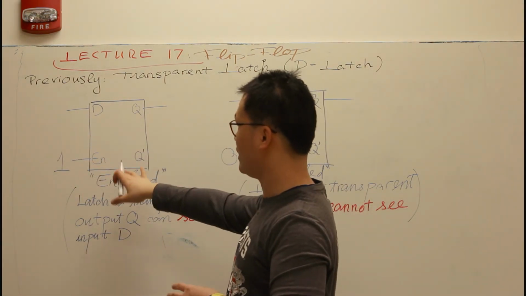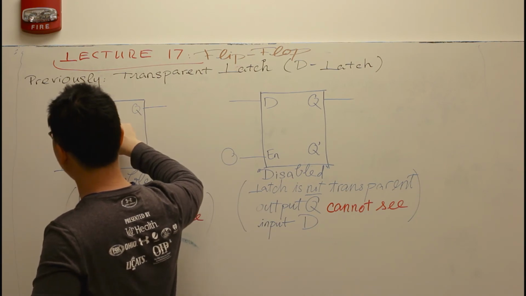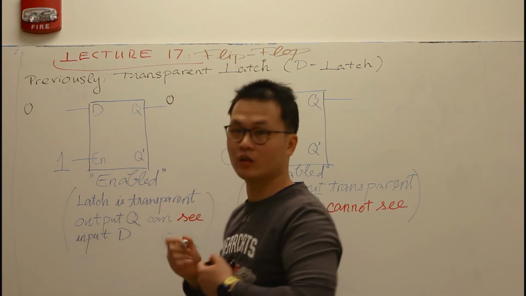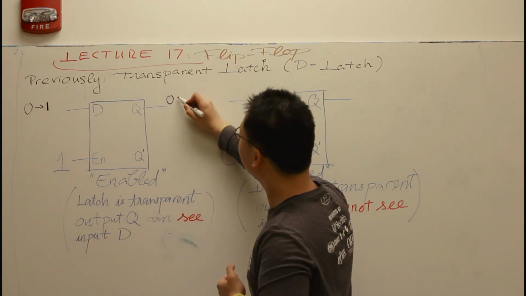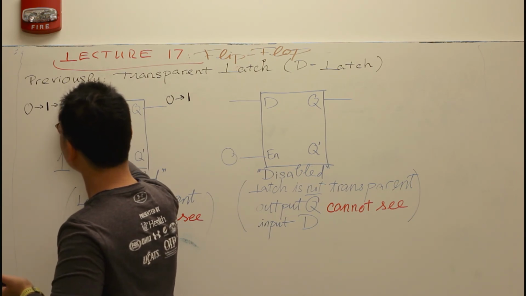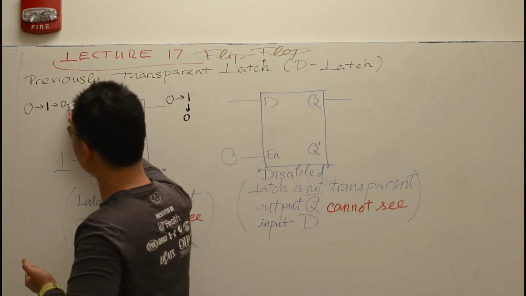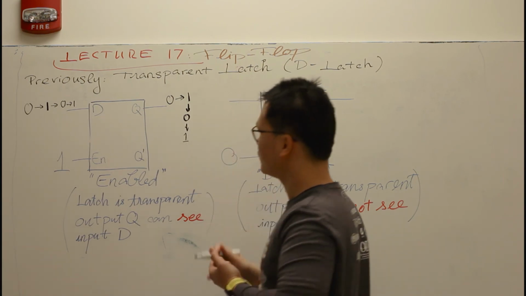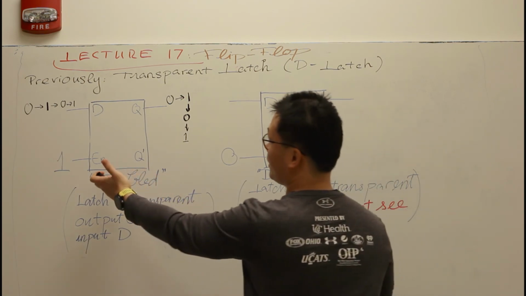So now, this is an enable latch. What happens if I give the input D to be 0? So Q will be 0 also, right? Now what if I change the input D from 0 to 1? After a certain delay, Q will also change from 0 to 1. If I change it back to 0, Q also changes back to 0, right? And if I change it back to 1, Q also goes to 1. So you can see the output Q can always see the input D after a certain delay, as long as the enable pin is 1.